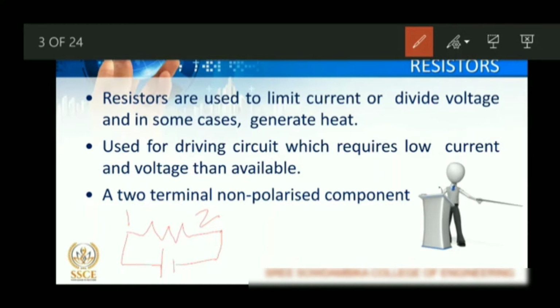It will work. Next, I just reverse the connection. The second terminal is connected with the positive and the first terminal is connected with the negative. I just changed the polarity of the resistor. This resistor also works. So it is called a non-polarized component, otherwise it is called a bipolar device.